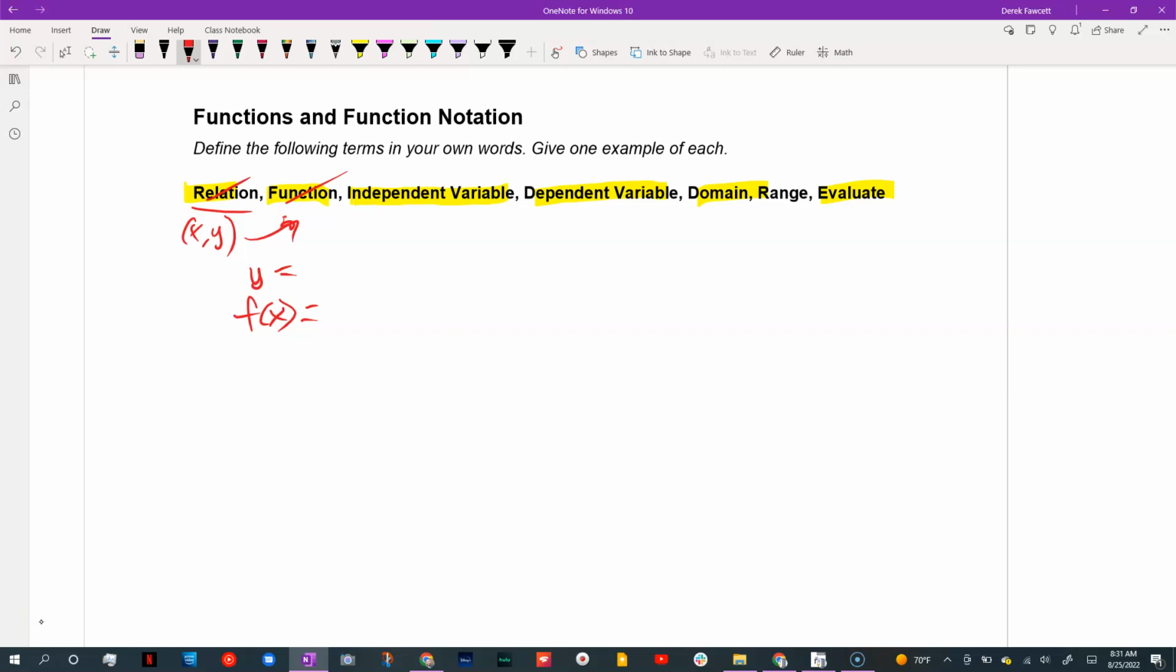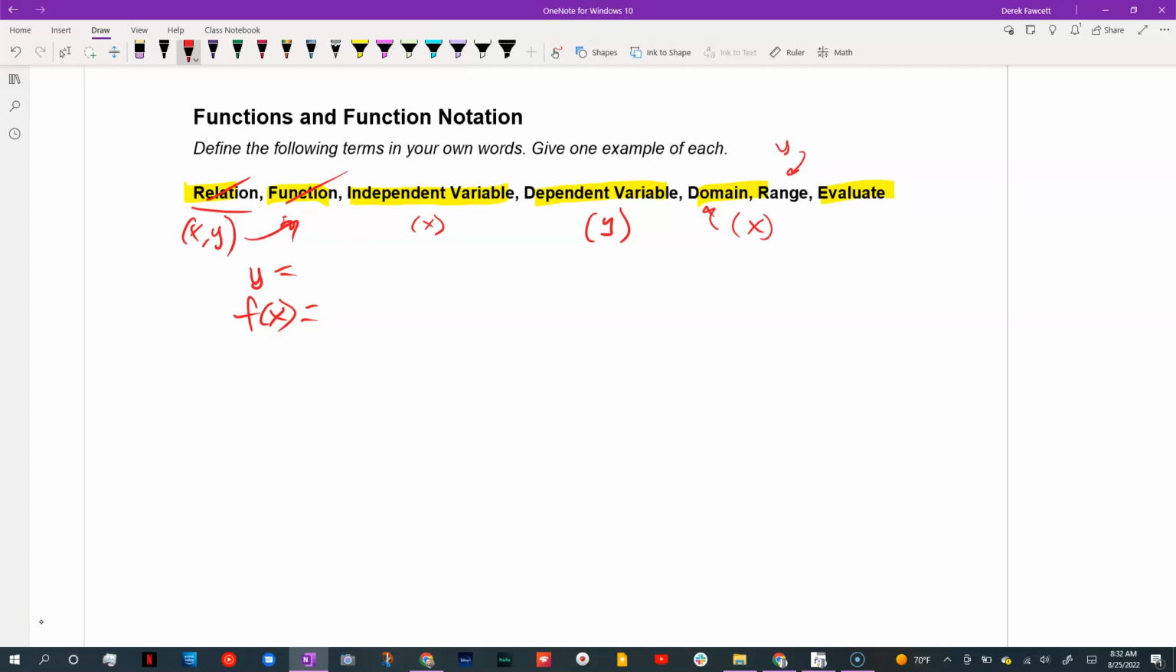So relation, function, independent variable. The independent variable, that is your x value, right? That is the variable that does not depend on the other variable or variables in the relation. And your dependent is your y. It does depend on the other variable or variables in your relation. And independent variable, which is x, is also the domain, and the y is your range. Another term for domain is input. Another term for range is output when you're talking about function notation.